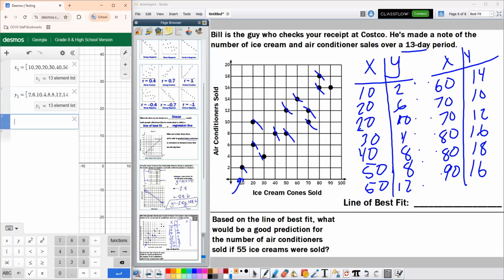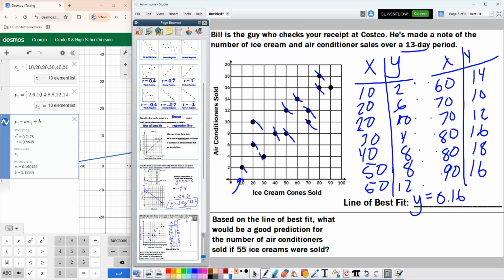Instead of y equals mx plus b, Desmos likes y1 squiggly mx1 plus b. It gives me all my important stuff. R equals 0.86. That would be strong positive. M is 0.16 and B is 2.19. So I'm going to say y equals 0.16. It might even say like 0.2 if you got it on a test or something. x plus 2.2.